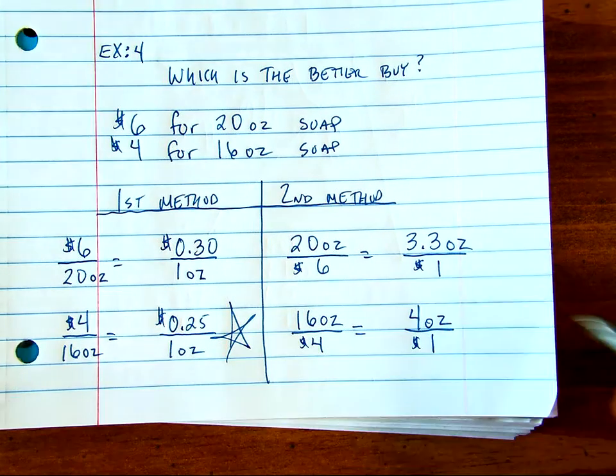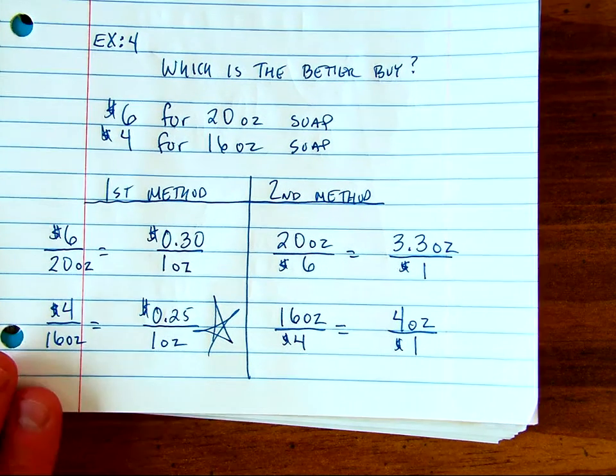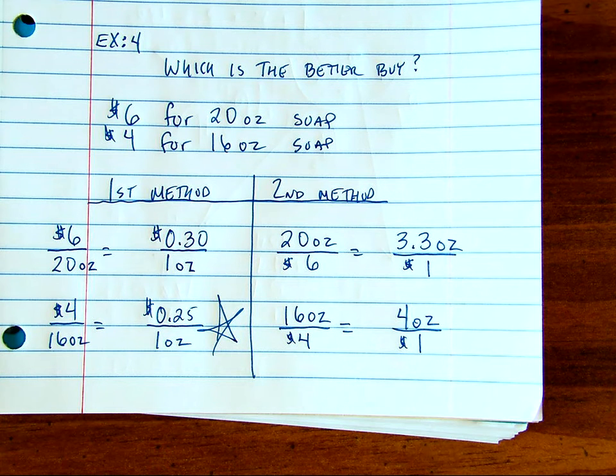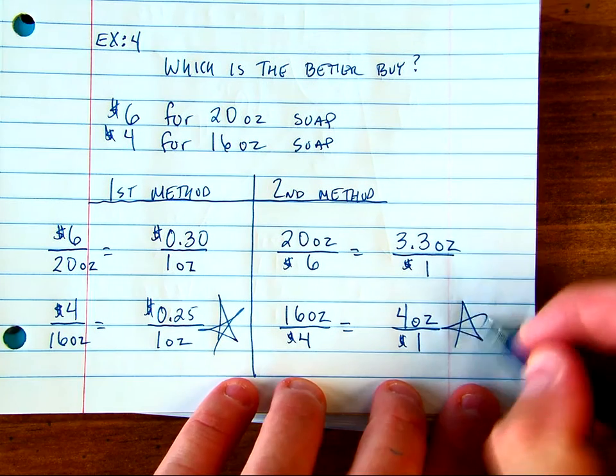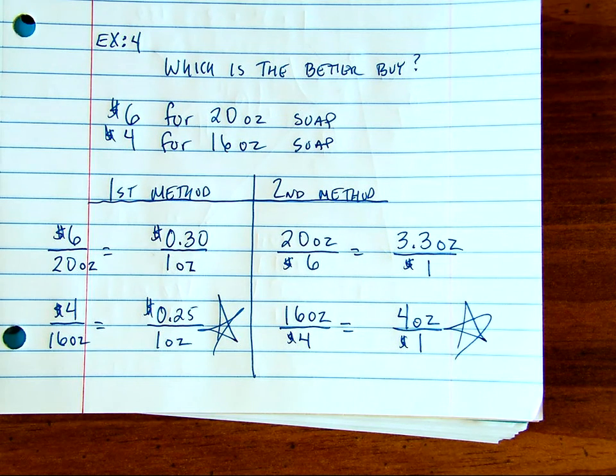So, would you rather get 3 ounces for $1 or would you rather get 4 ounces for $1? Emma? 4. Right. Yeah. I mean, think about if you guys go to 7-Eleven and get a Slurpee.